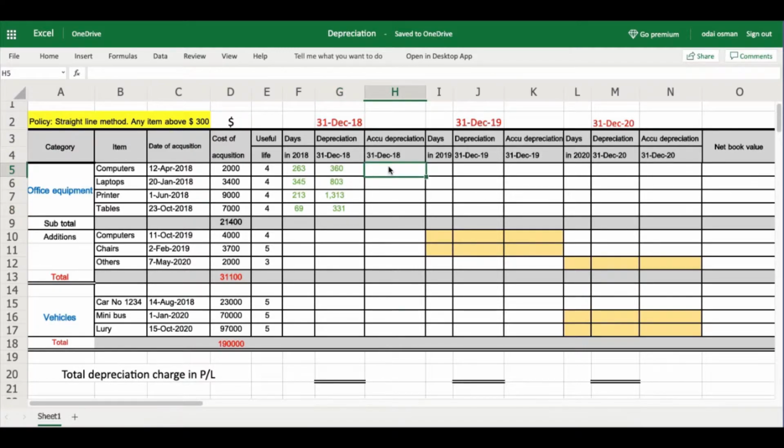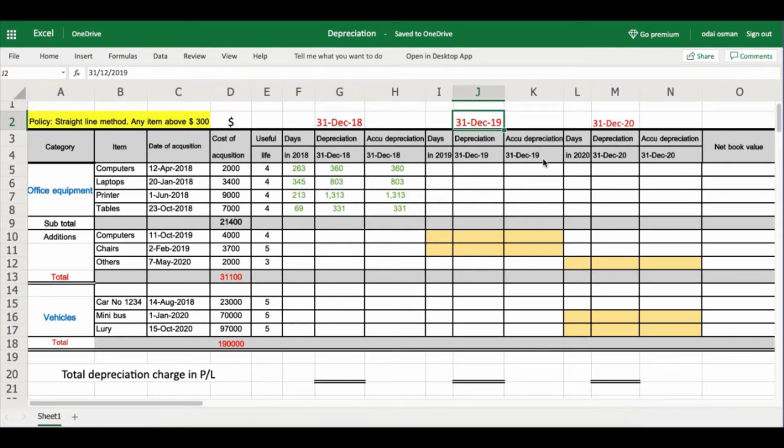In the first year, the accumulated depreciation is equal to the depreciation charge, because we do not have any accumulated depreciation before the 31st of December. It means it is equal to this amount. Let's drag down the formula. And then we need to calculate the days.